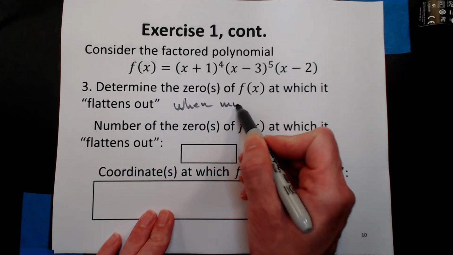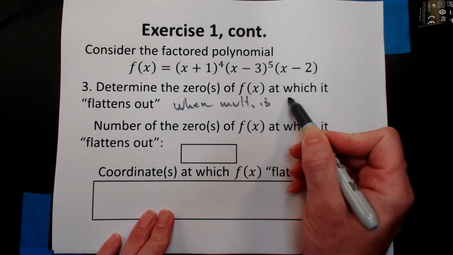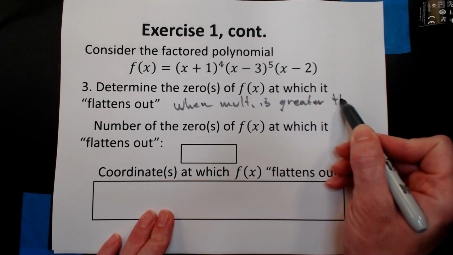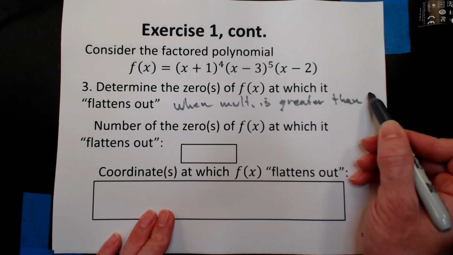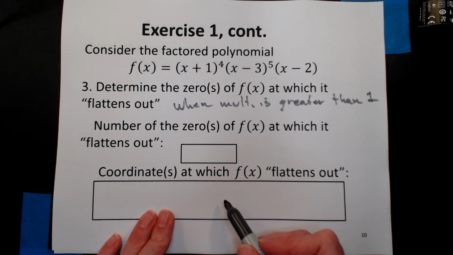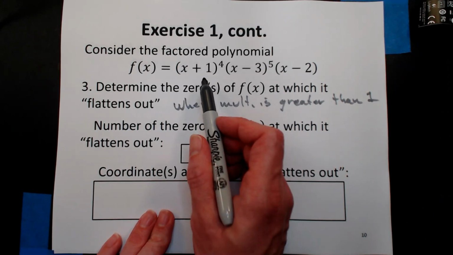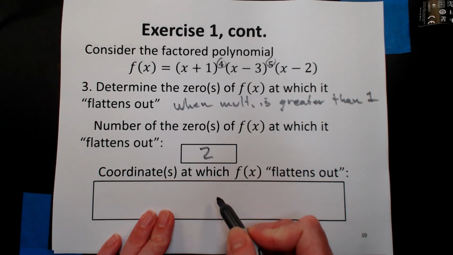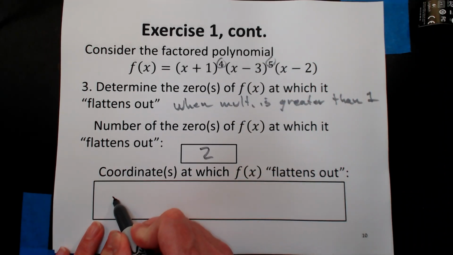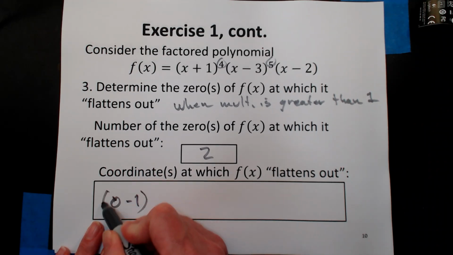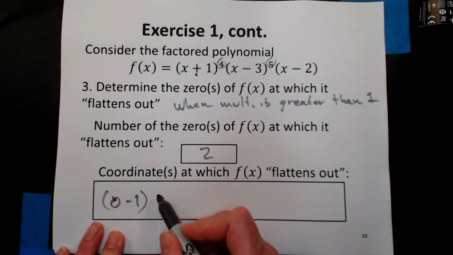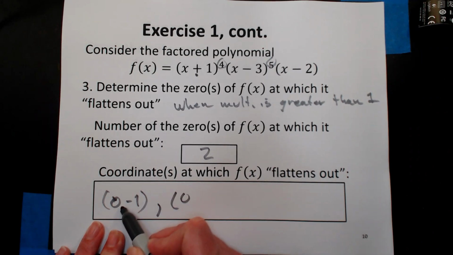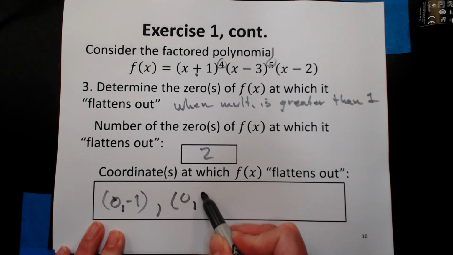the multiplicity is greater than 1. So where is it greater than 1? Well, it happens at 4 and 5 here, so it's going to happen twice. And it's going to happen at (0, -1), that corresponds to this factor right here. And also at (0, 3), oops, I need a comma there.